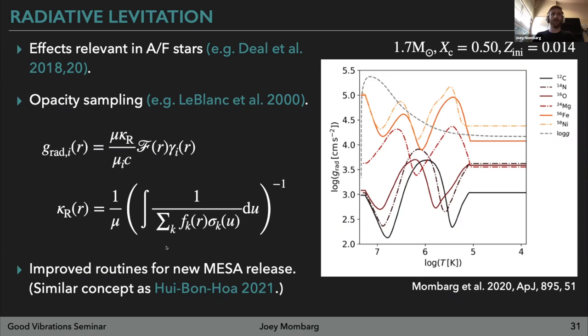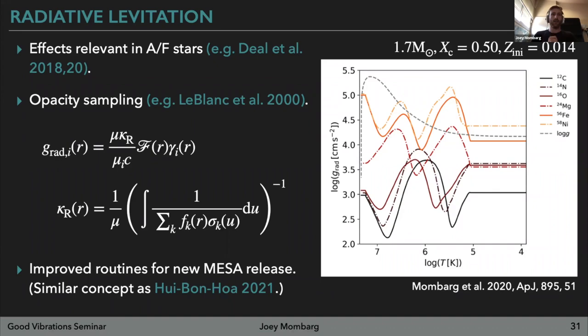The trick with radiative levitation, or diffusion in general, is that your opacity and the radiative levitation itself depend on the local composition of the cell that you're looking at. As diffusion starts to work, you have a different composition in each cell, and that's why you have to rely on the monochromatic opacity tables to compute your Rosseland opacity as well as the radiative levitation. So this generates a lot of extra computation time. I spent a few months during my PhD completely rewriting the current diffusion routines and OP mono routines in MESA together with Aaron Dotter.